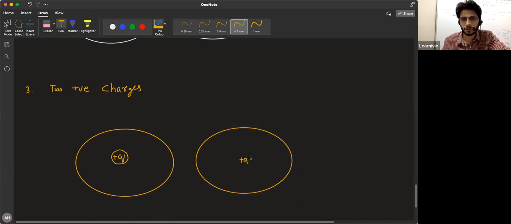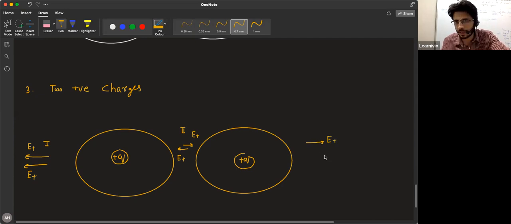So in region 1, both positive charges will generate field in a direction away from the charge. So this is the field away from the charge for the first charge. This is the direction of field for the second charge. In region 2, field due to both the charges will be in opposite directions. In region 3, field due to this positive charge is away from the charge. Field due to the first positive charge is again away from the charge. Fields are again in the same direction.